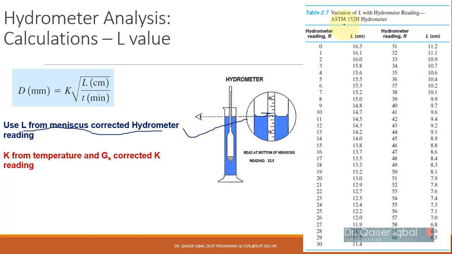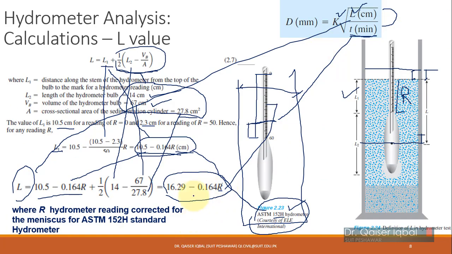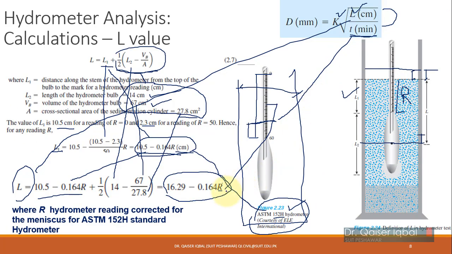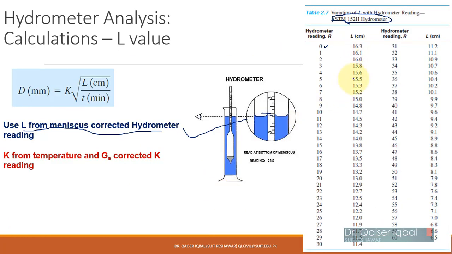For standard ASTM 152H, they have given you various values of hydrometer reading. They have placed the hydrometer reading R in this equation and they have given you the value of L. For example, if I put R equal to 0, then L will be equal to 16.29. You can see over here R equal to 0, it is 16.29, which is rounded to 16.3 over here. Similarly, you can put the value of R equal to 1, R equal to 2, R equal to 3, etc. in this equation, and you can determine the various values of L.